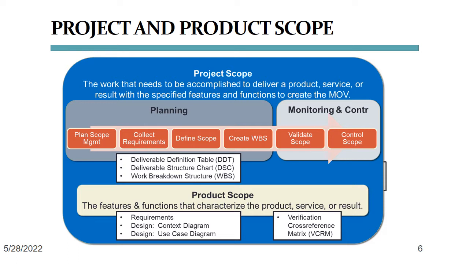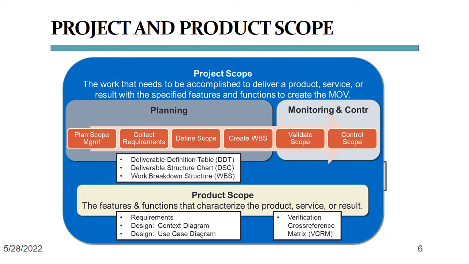Now, in the planning phase for project scope, some of the assets that we produce are the deliverable definition table or the deliverable structure chart and the work breakdown structure or the WBS. And in the monitoring and controlling phases, we have our scope change control process that has a lot to do, of course, with our overall project change control mechanisms from our project integration knowledge area.